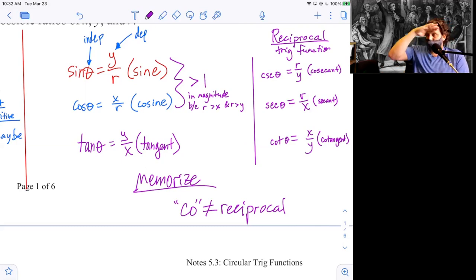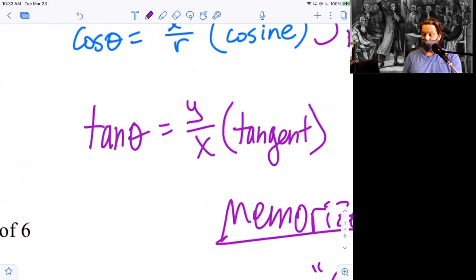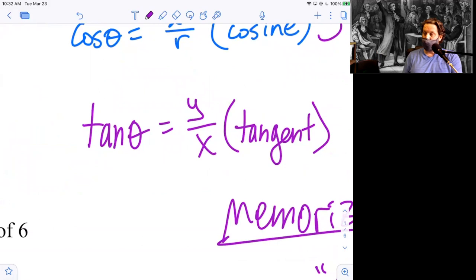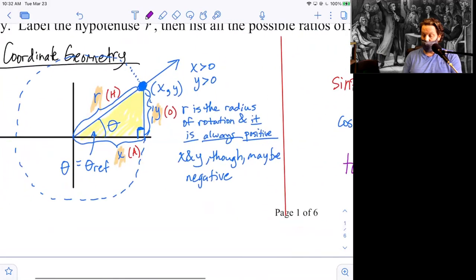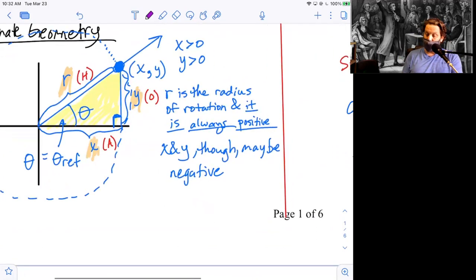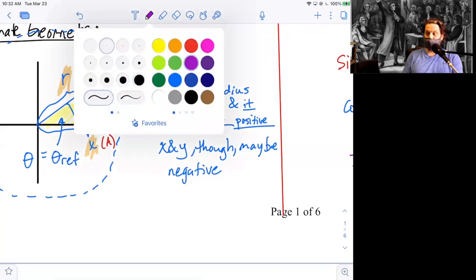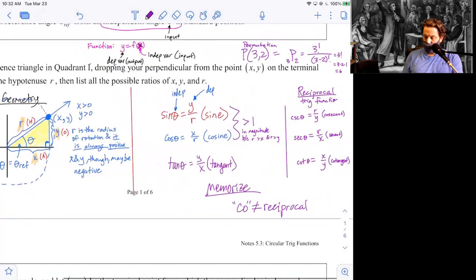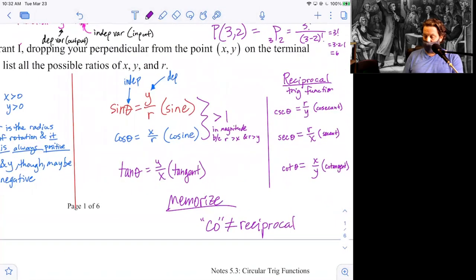So memorize these in terms of x, y, and r. Now notice they are still the same. If you look at tangent, tangent is y over x. That's TOA, right? So notice it's still the opposite over the adjacent. So try to get away from labeling them as OA and H and using that as a crutch. Try to flat out remember them in terms of x, y, and r. And r is always positive, where x and y can be negative. All right. You ready to use them? Try them out.